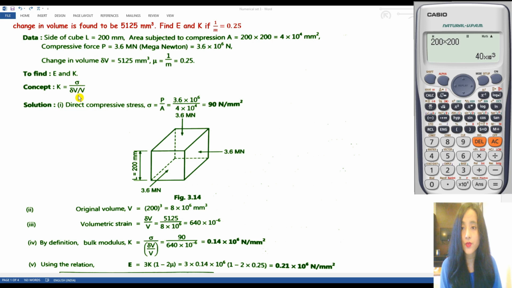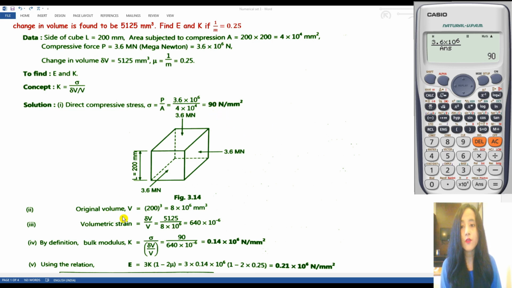So we have direct stress by volumetric strain. Direct stress sigma is equal to force by area. The force given is 3.6 into 10 raised to power 6 divided by its area, which is 4 into 10 raised to power 4. So let us find the direct stress. It will become equal to 3.6 into 10 raised to power 6 divided by its area. So it is coming 90 Newton per mm square. Direct stress is coming 90 Newton per mm square.